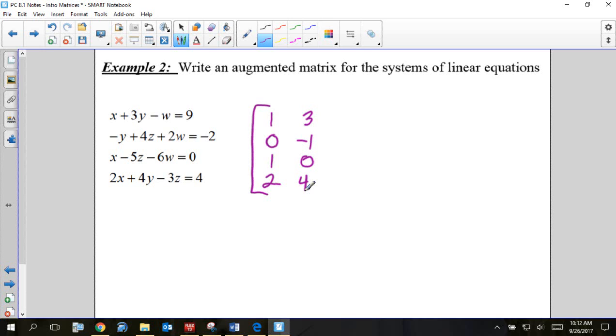Jade, can you give me the third column, please? 0, 4, -5, and -3. Excellent. And then Carissa, can you give me the fourth column? -1, 2, -6, 0. Very good.